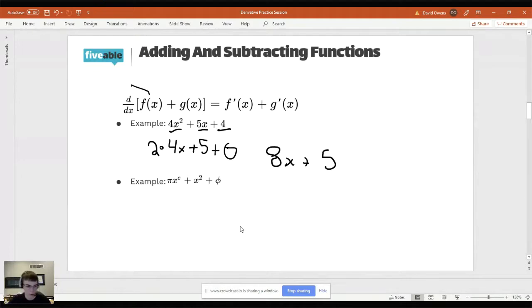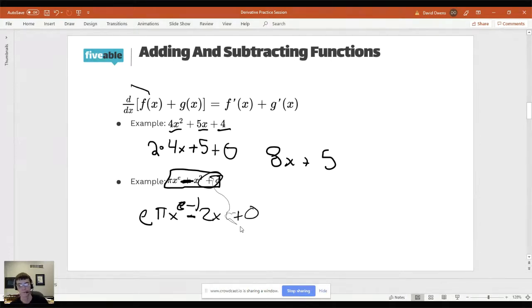All right. Then moving on to this one, once again, a bit more complicated. I'm just going to change this to a minus sign right there. So we've got pi x to the e, minus x squared, plus this golden ratio. The derivative of pi x to the e will be e pi x to the e minus 1. The derivative of x squared will be minus, we bring the constant out in front, 2x to the 1, and we just plop the minus sign, and then phi, because it's just a number, is 0.